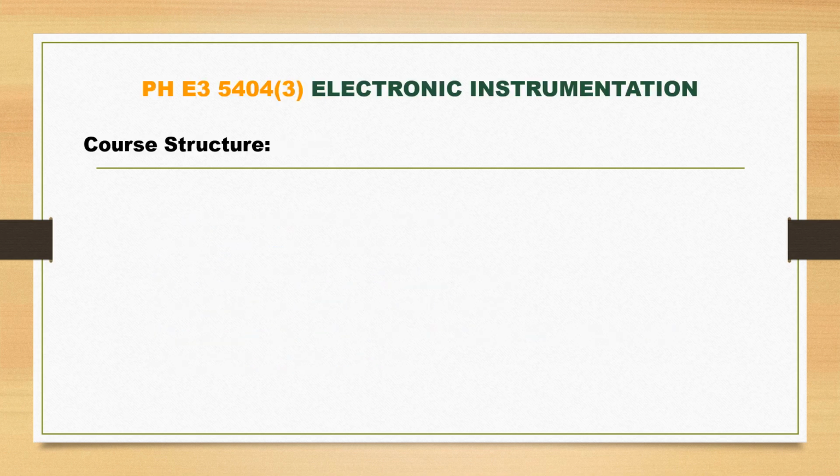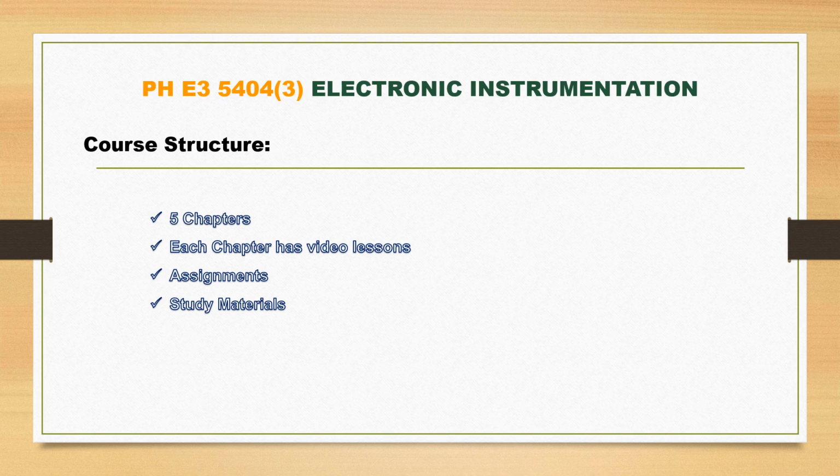Course structure for this course, electronic instrumentation. It has 5 chapters. Each chapter has a video lesson. After listening to these video lessons, there are assignments, study materials and a quiz.